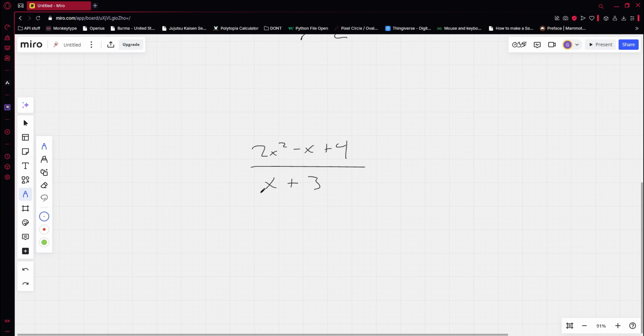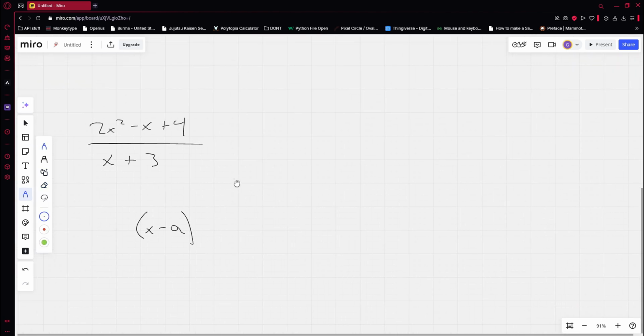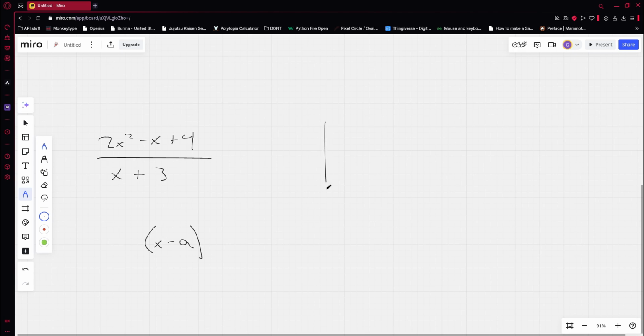It has to look like x plus or minus a number, right? Has to be in this form. Always has to be in this form. If that is the case, then you can use this method. But in no other way can you use it. So, I want you to draw a box like this.